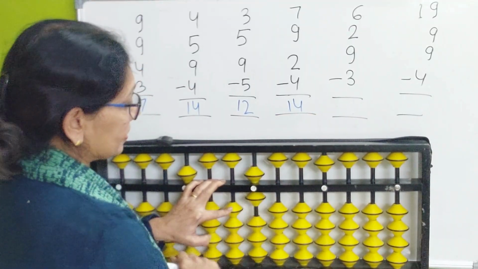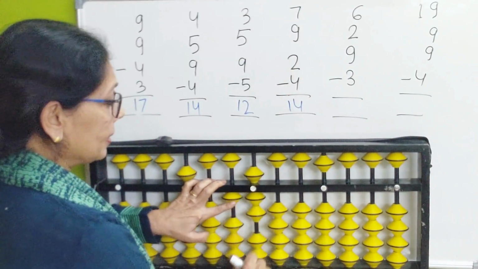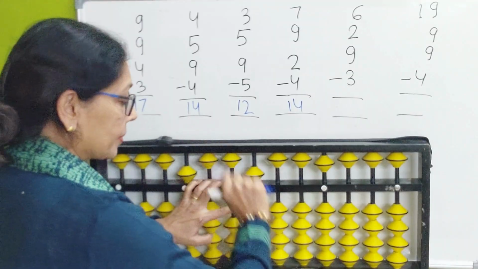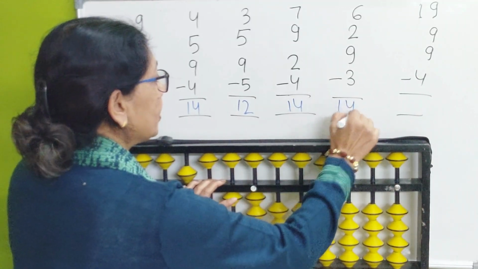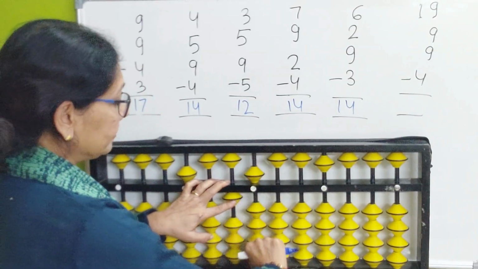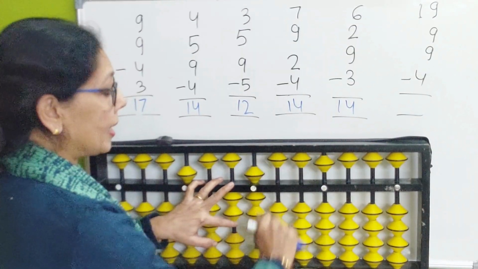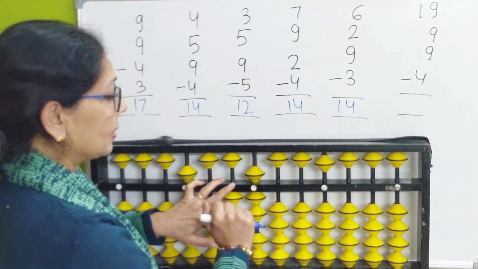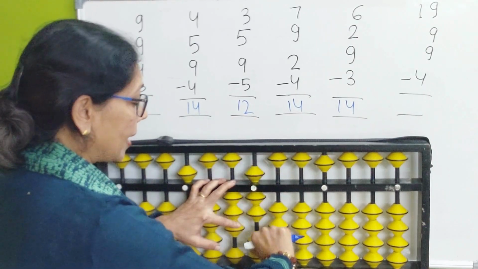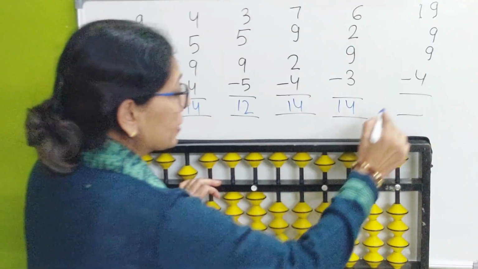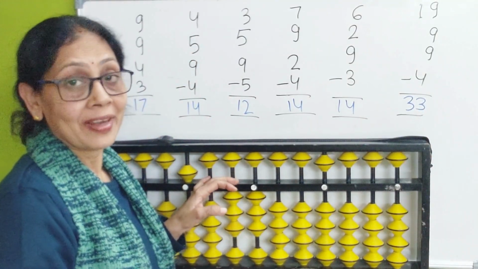Now 6, add 2. Add 9: less 1, add 10. Less 3, so add 2, less 5. This is 14. Next question is 19. 9: less 1, add 10. Again add 9: less 1, add 10. Less 4, 4 have to go out, so add 1, less 5. This is 33.